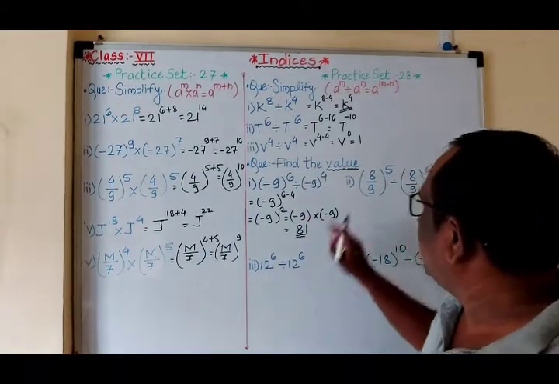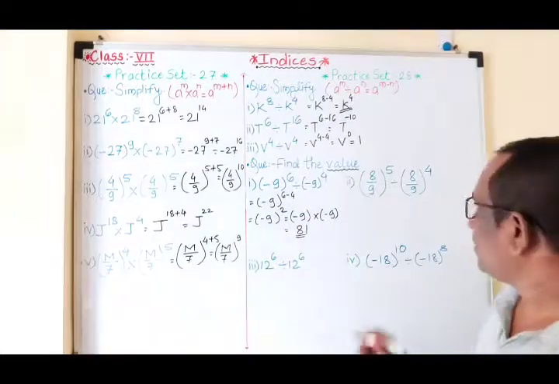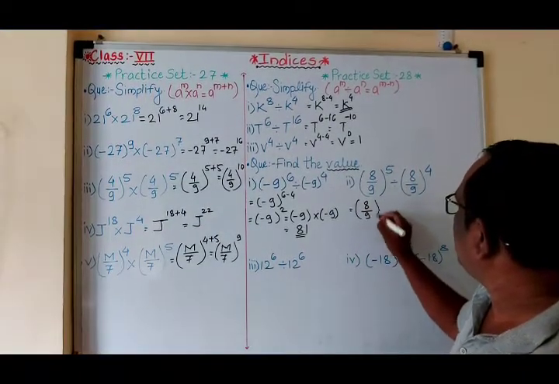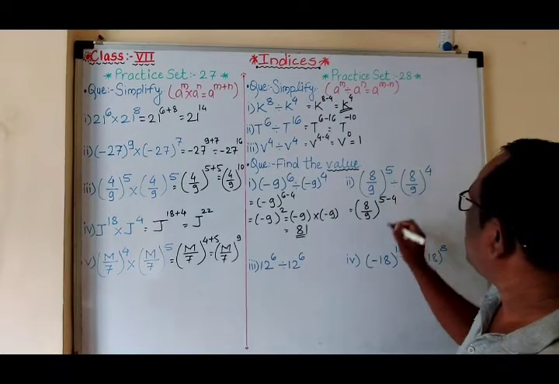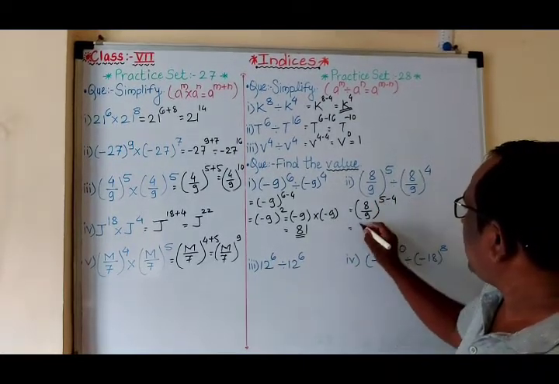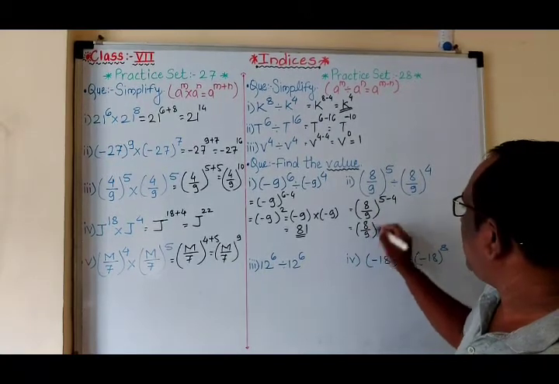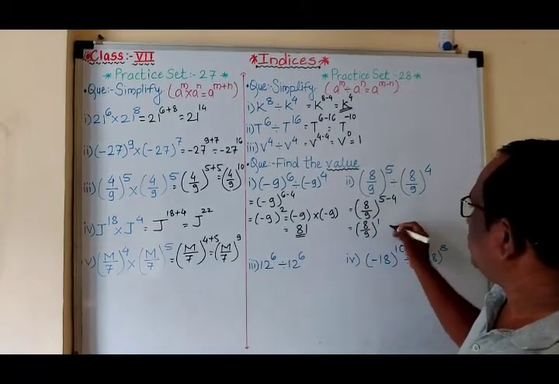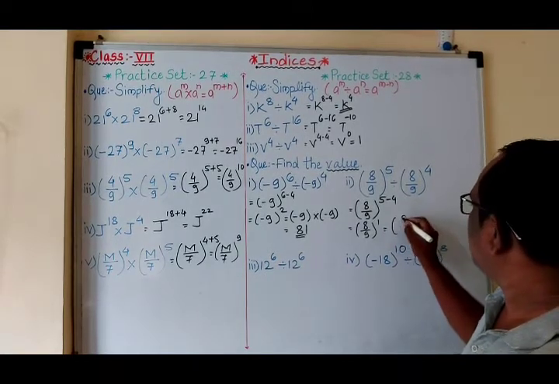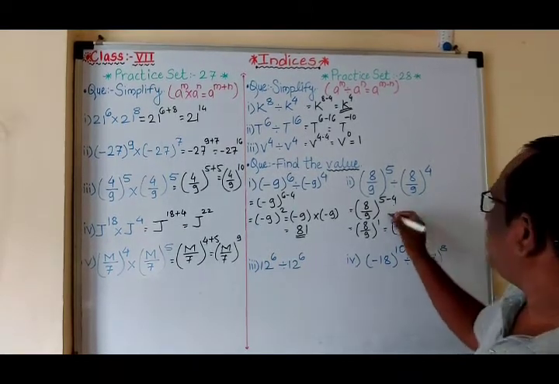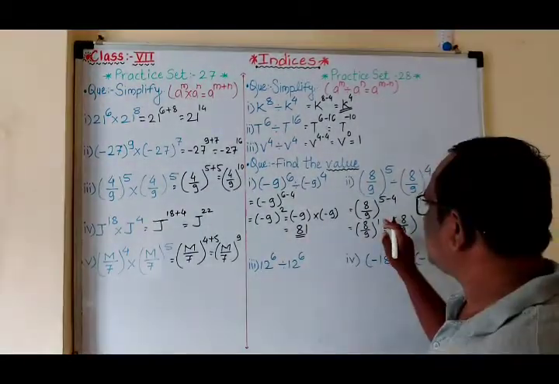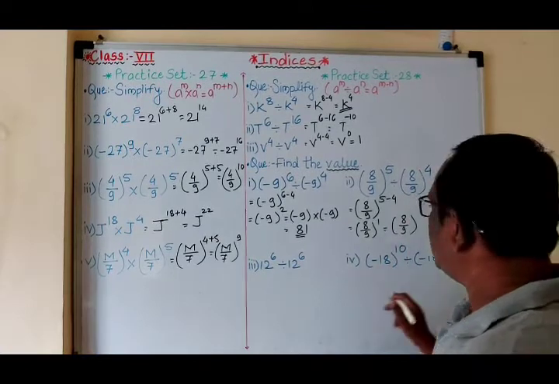So the value of this division is 81. Now the next one, first we have to write the base, then 5 minus 4, again 8 upon 9, 5 minus 4 is 1. So here students, our answer is 8 upon 9. 1 means that number itself. If the index is 1, then we will write the number itself.